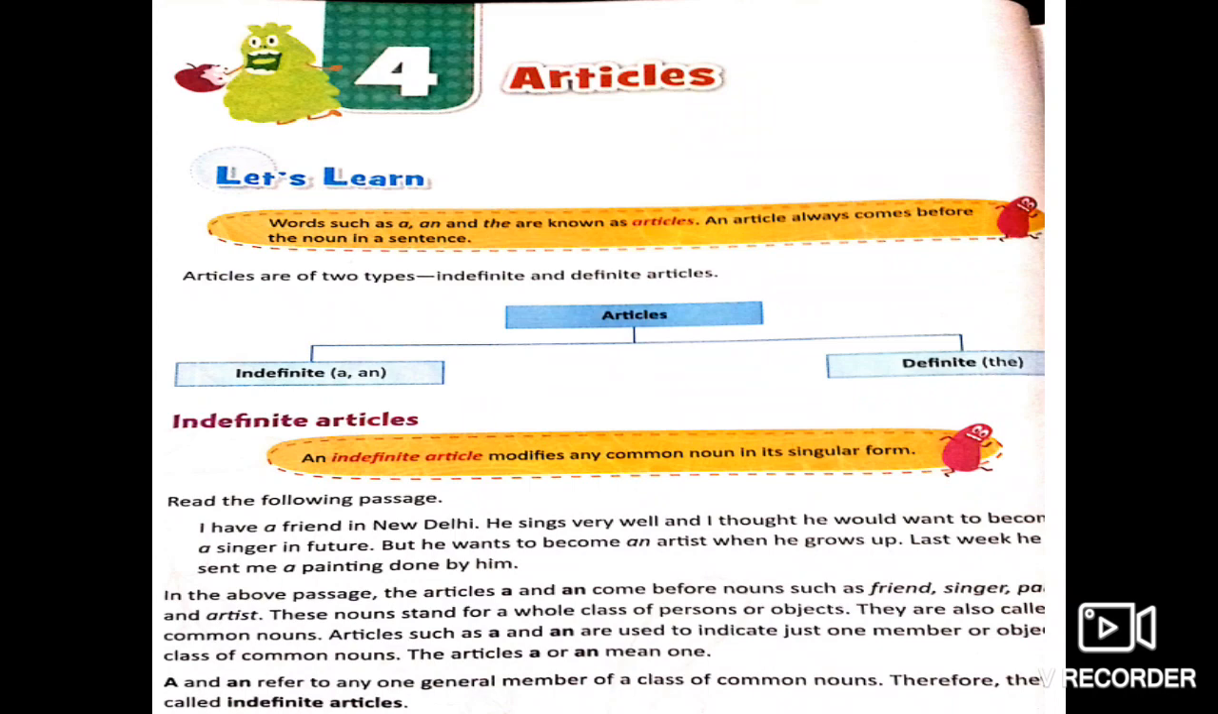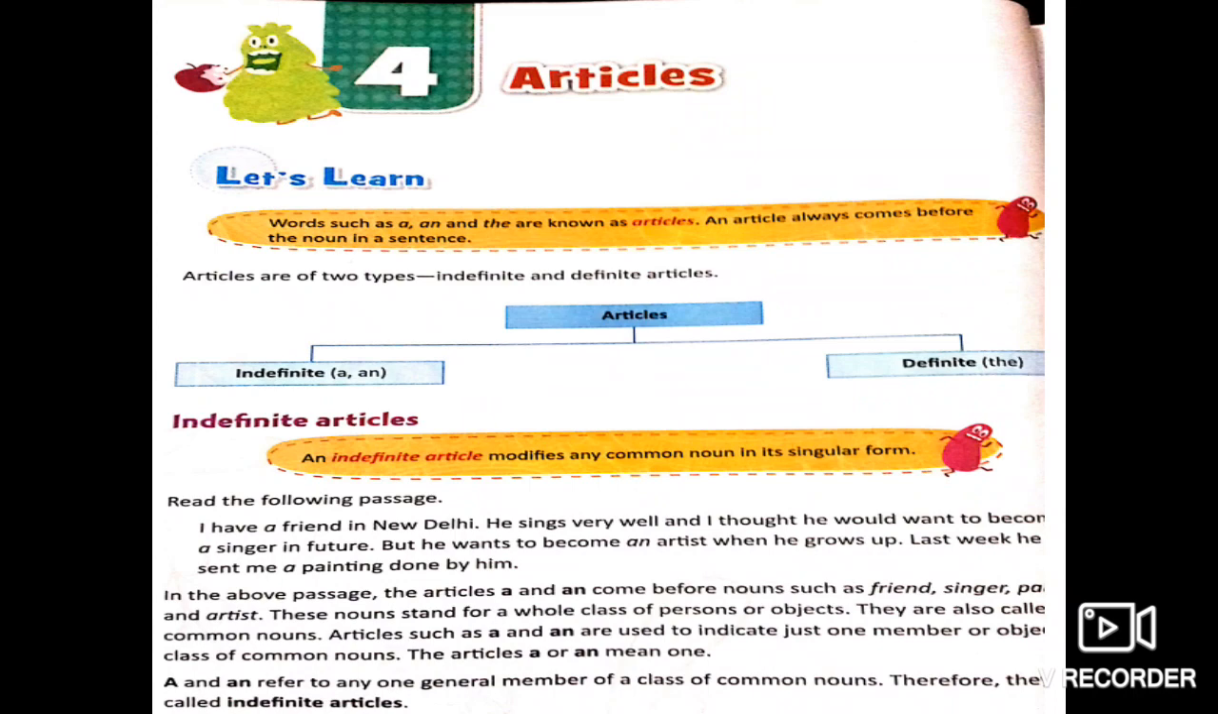Okay, articles you must have already done in the previous years. You know what an article is, yet just for a recap, let me tell you. Words such as a, an and the are known as articles. An article always comes before the noun in a sentence. Articles are of two types, indefinite and definite articles. A and an are indefinite and the is called the definite article.